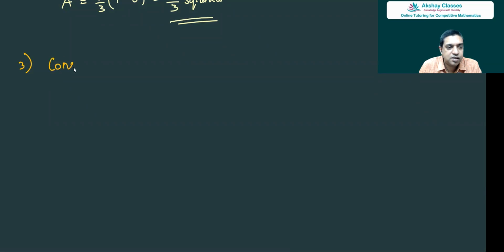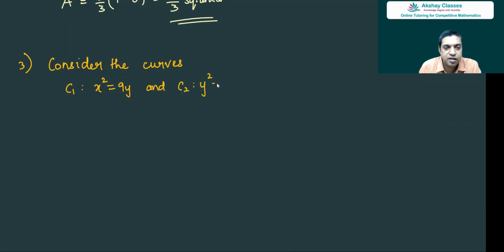Consider the curves C1, the curve 1, x square equal to 9y, and C2, y square is equal to 9x. All right. Find the length of the arc.